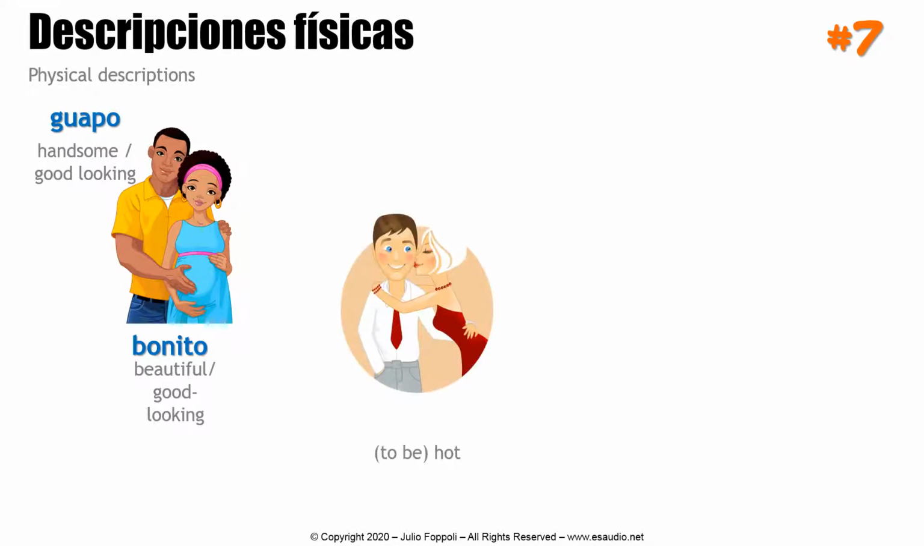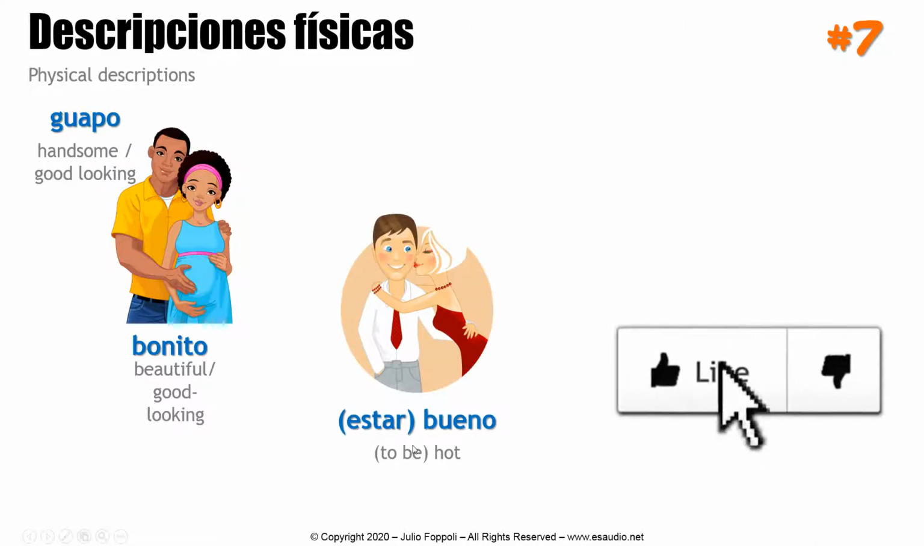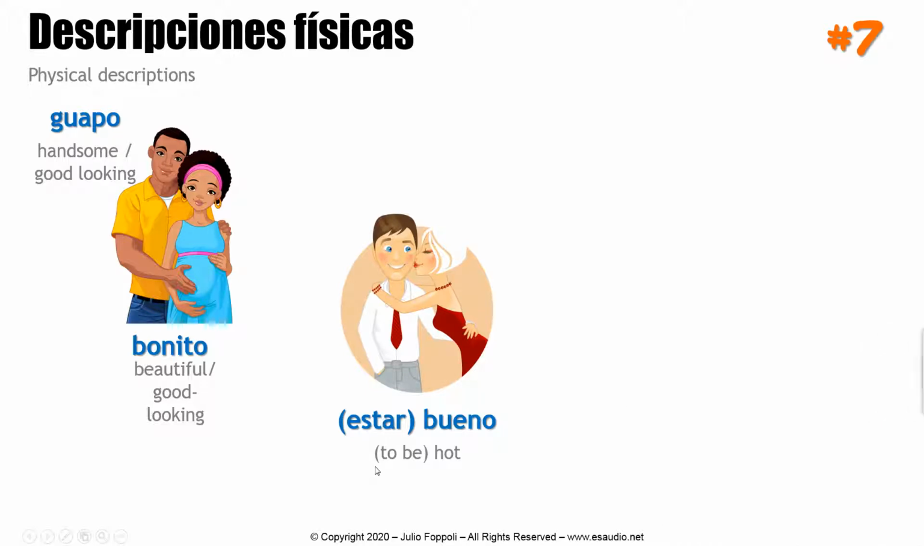To be hot. Estar bueno. Notice something interesting here. If we want to express this, to be hot, we could say estar bueno, or estar buena if it's a woman. Notice the difference in verbs: for most verbs for physical descriptions, characteristics, we would use ser. However, in this expression, to be hot, for example, we would use the verb estar, not ser.